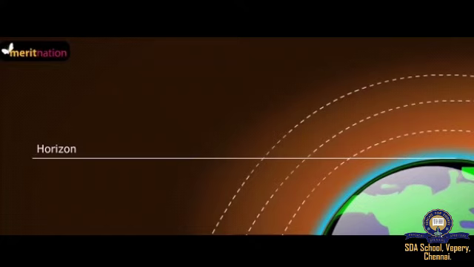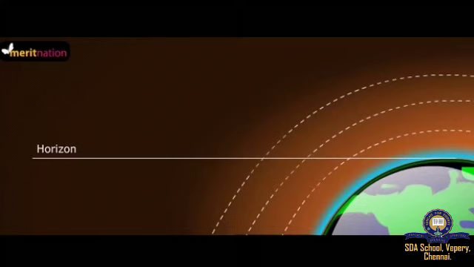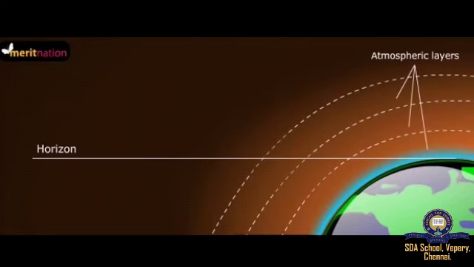Now this is very interesting. You get to see the sunrise before the sun actually rises. You know what happens? Earth's atmosphere has different layers, and the optical densities of these layers decrease as you move away from the Earth's surface, that is, with increasing height.